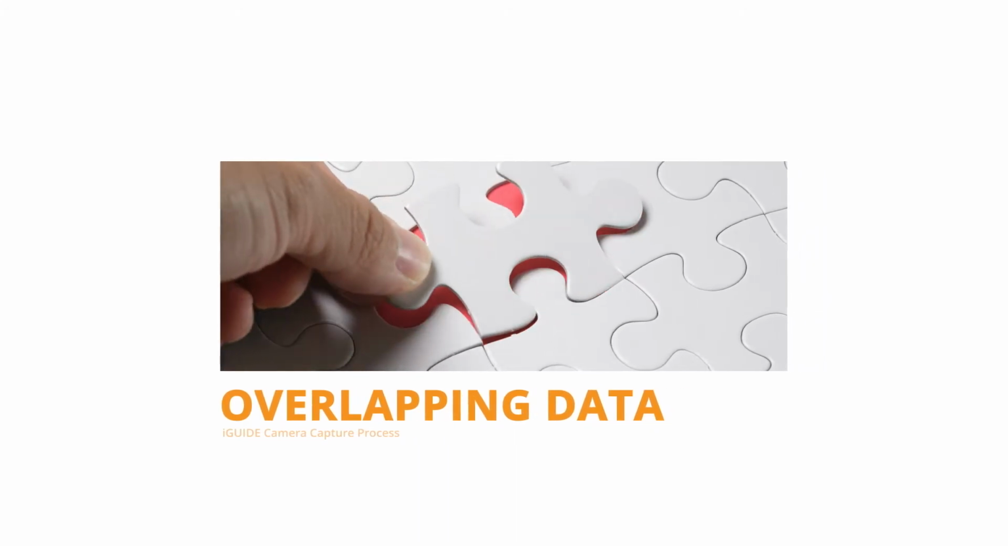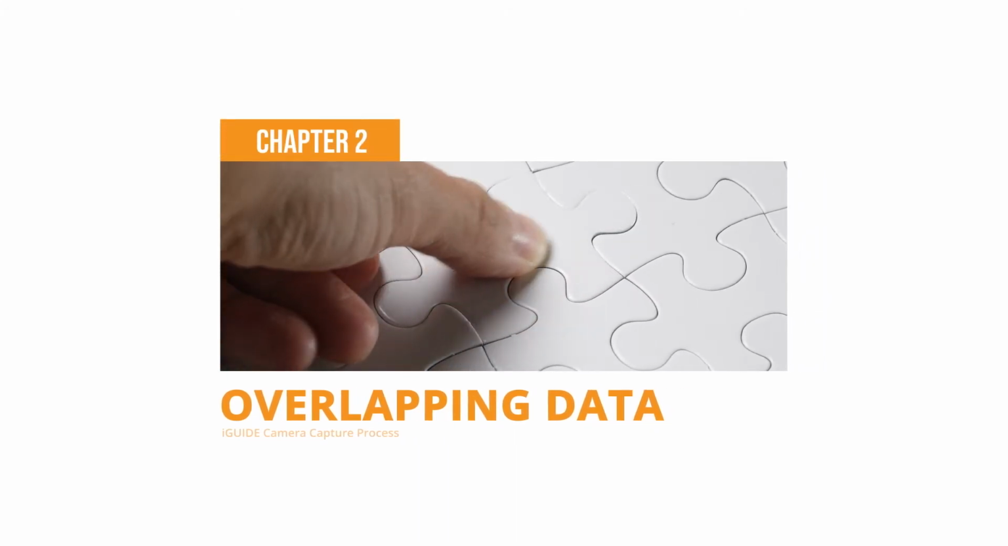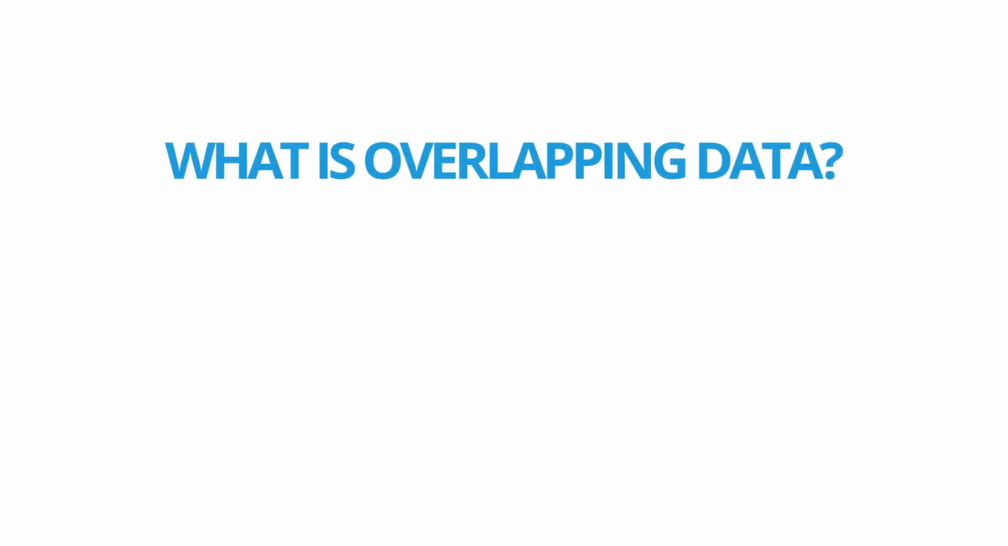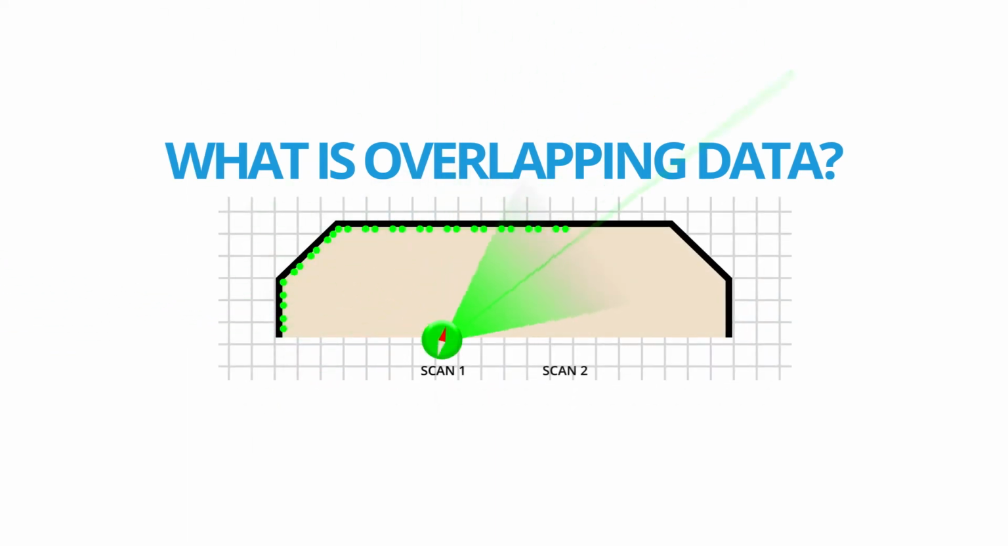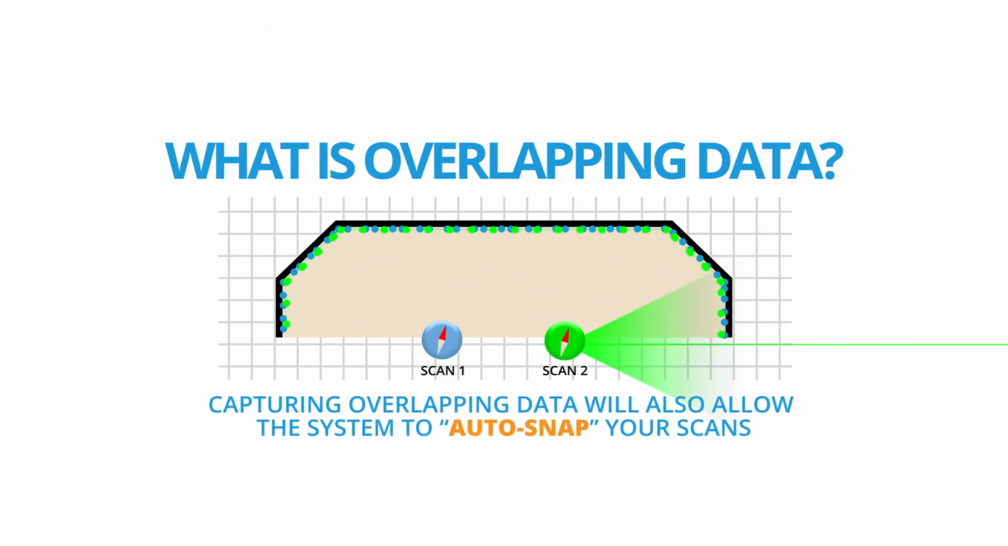This brings us to Chapter 2, Overlapping Data. What do we mean by overlapping data? In simple terms, overlapping data is where the LiDAR has captured the same wall surface multiple times. Capturing overlapping data will also allow the system to auto-snap, also known as auto-align. This will auto-align your scans, saving you time on-site and reduces post-processing efforts in Stitch.